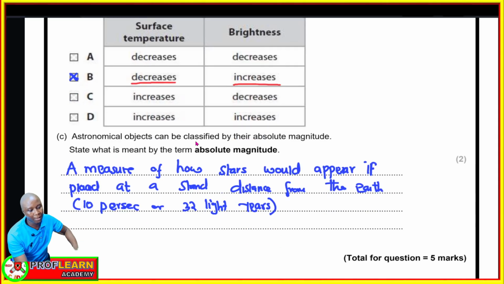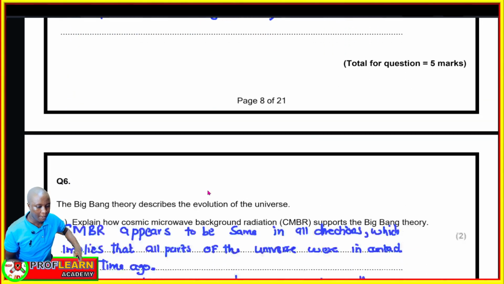State what's meant by absolute magnitude. I've already mentioned that absolute magnitude is the measure of how bright stars would appear if they were placed at a standard distance from Earth. That is what we call absolute magnitude. But also, if you're asked about apparent brightness of a star, you're going to say this is a measure of how bright stars appear from Earth.